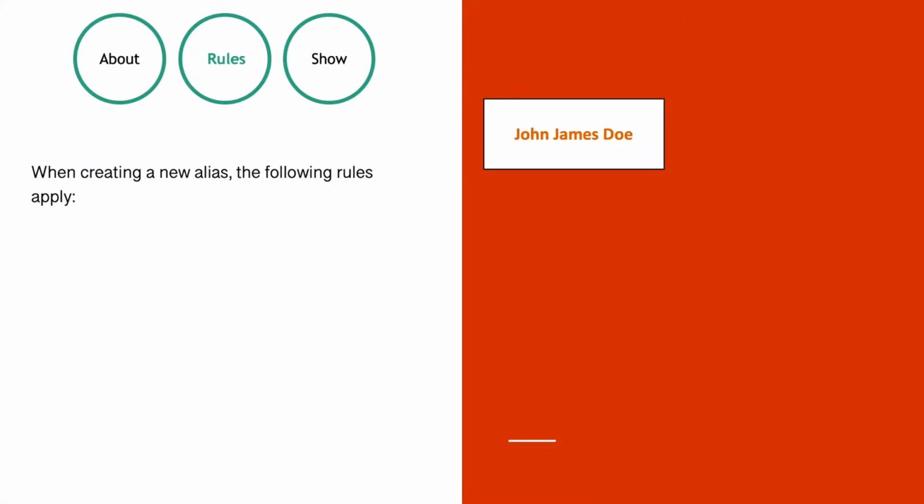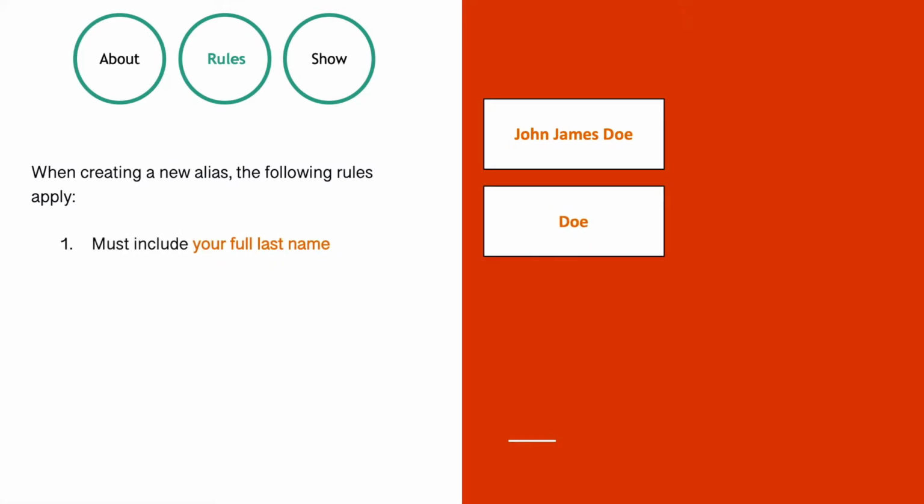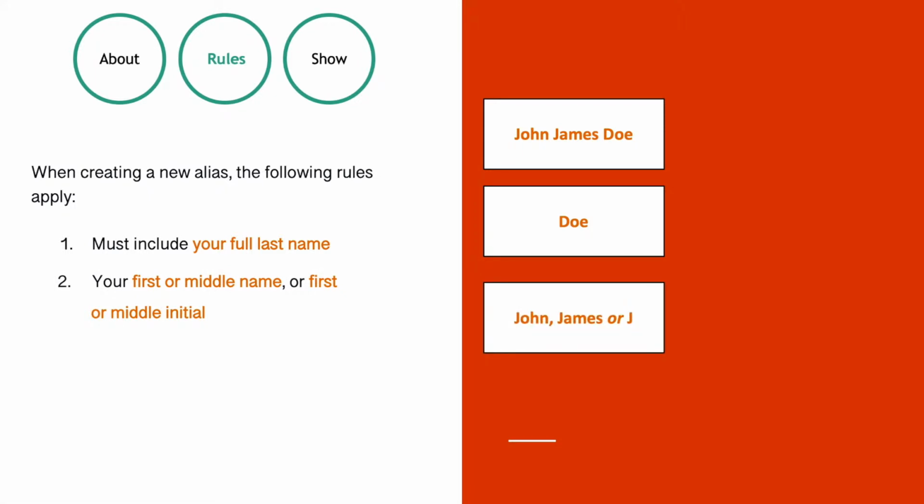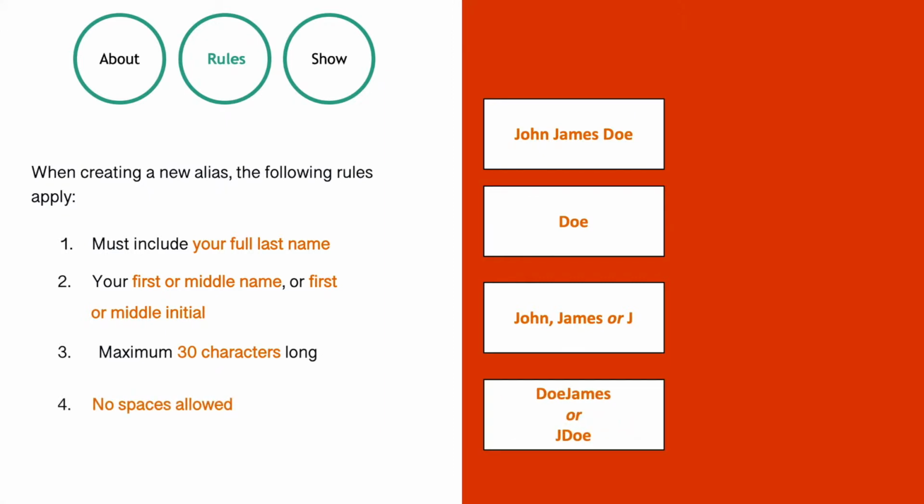And I'm going to use the example name of John James Doe on the right side. So when creating an email alias, make sure that it includes your full last name. Make sure it includes your first or middle name or first or middle initial. Make sure it contains no more than 30 characters. And make sure that there are no spaces when creating the email alias request.